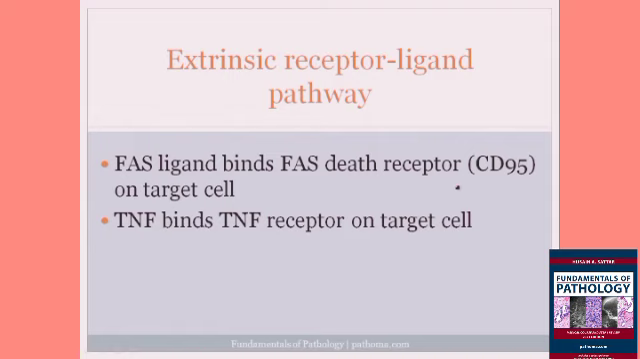Another example would be tumor necrosis factor binding tumor necrosis factor receptor on a target cell. But for me, this really is the high yield: Fas ligand, Fas death receptor in the context of negative selection of T cells in the thymus.